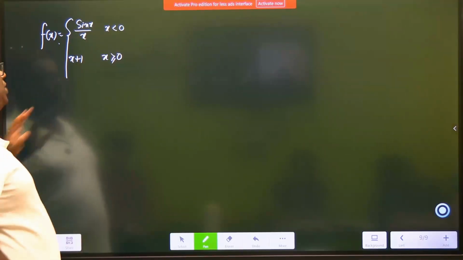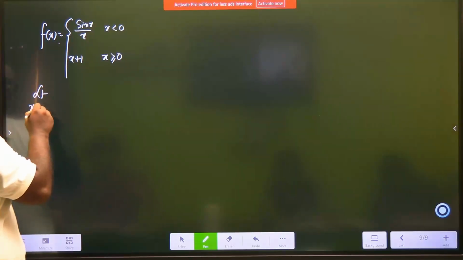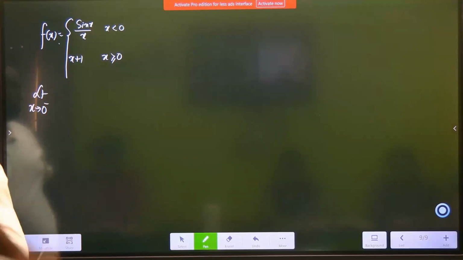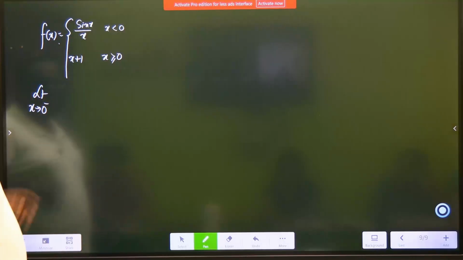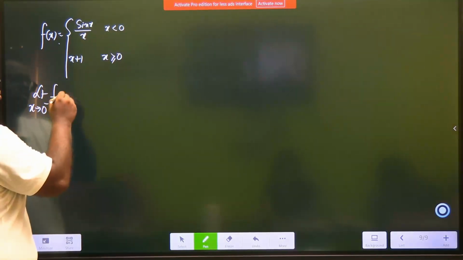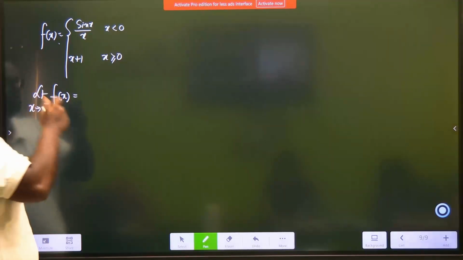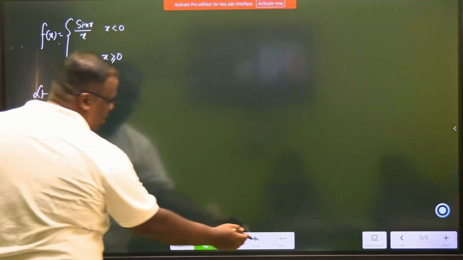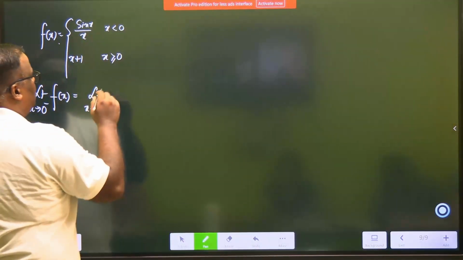So let's do some quick checks. Limit x tends to 0 minus. Now you can say, sir, again you changed away from 0 plus and you are coming to 0 minus. What stops me? Can we not do that? Come on, children. X tends to 0 minus. Which function will you take? Quick.